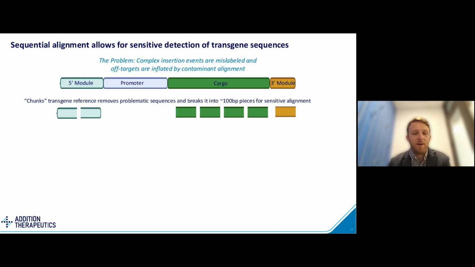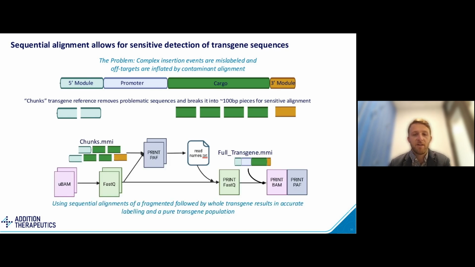And I found a single solution that answers both of these problems, which is to take our transgene reference and actually break it into pieces. This allows us to more sensitively align the transgene to small pieces that might be integrated, solving the complex insertion event problem. And by breaking it apart like this, we're also able to remove any sequence elements that might be present in the cell lines that we're using, and therefore avoid off-target mapping that we wouldn't want.